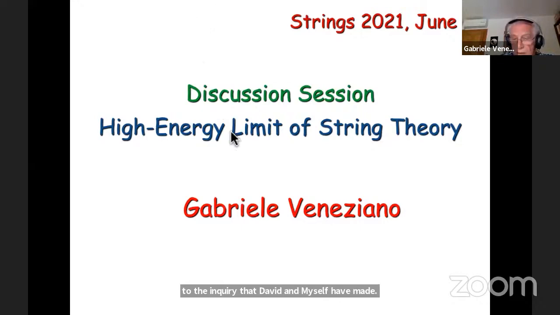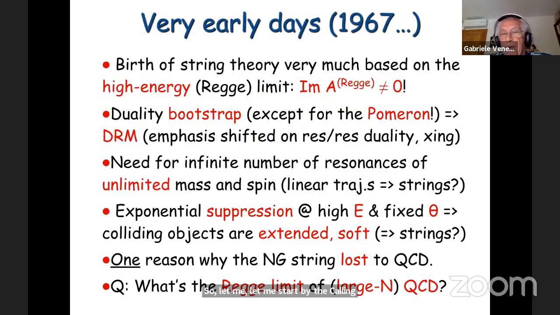So let me start by recalling that the birth of string theory was very much based on high energy behavior, namely on the Regge limit. Let me remind you that a peculiarity of Regge-pole exchange as compared to elementary particle exchanges in quantum field theory is that it has an imaginary part. From there, the duality bootstrap came about, trying to relate the behavior of this imaginary part in the Regge regime to the contribution of S-channel resonances. I should emphasize right away that this works very well, except for the Pomeron, for the vacuum trajectory, and that led to the dual resonance model.